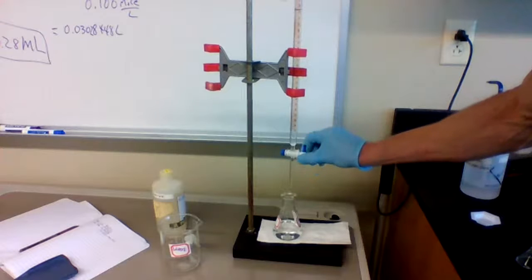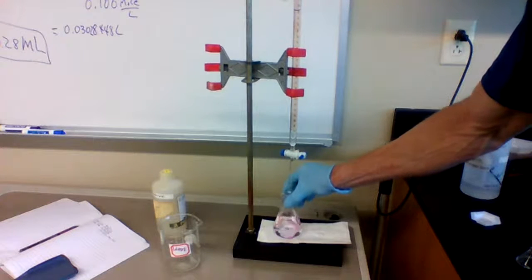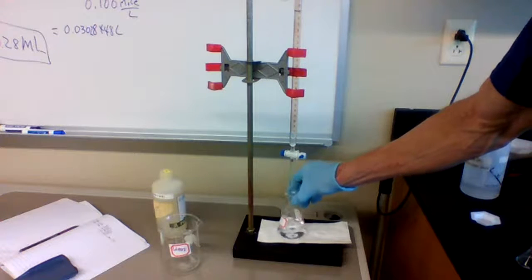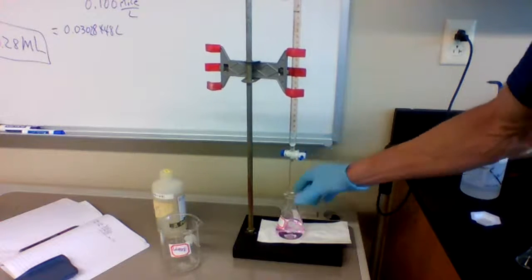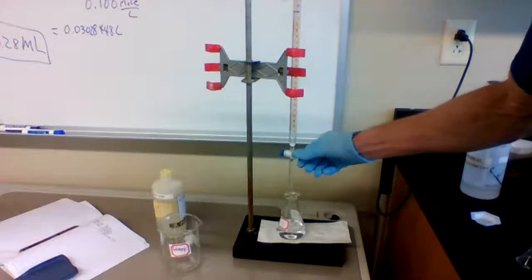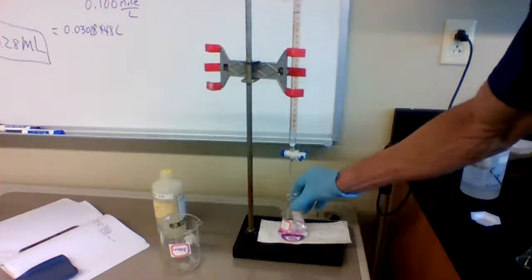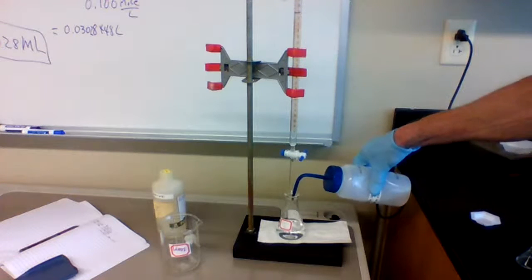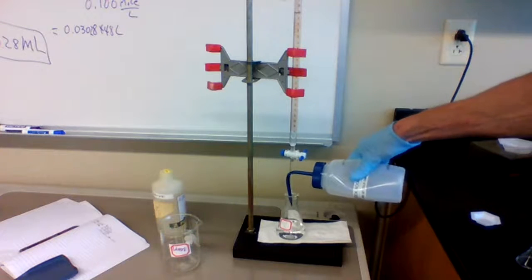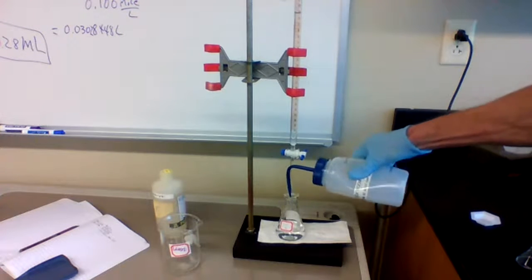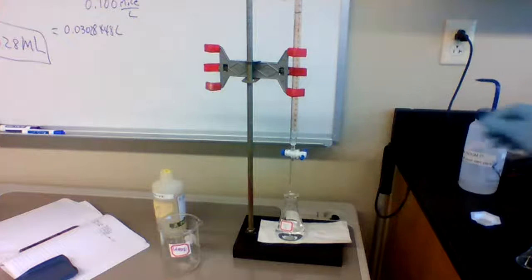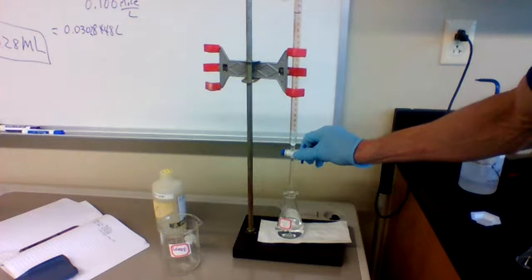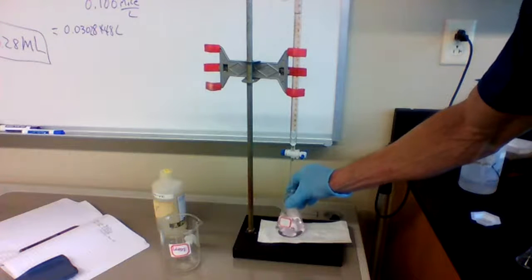28.5. 28.8. We're almost at 29. And remember to rinse the insides. Reason why we rinse the insides is some of the sodium hydroxide doesn't get into the actual Erlenmeyer. Some of it adheres to the sides of the Erlenmeyer. And real close.